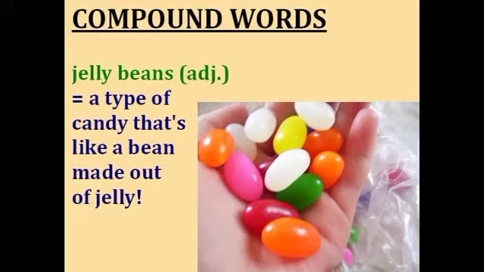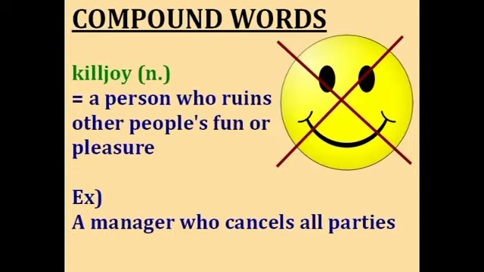Jelly beans. This one's pretty self-explanatory. A type of candy that's like a bean made out of sweet jelly is a jelly bean. Not sure if you have these in your country, but you can see what they look like in the picture. Killjoy. A killjoy is a person who ruins other people's fun or pleasure. They kill the joy, the happiness of other people.